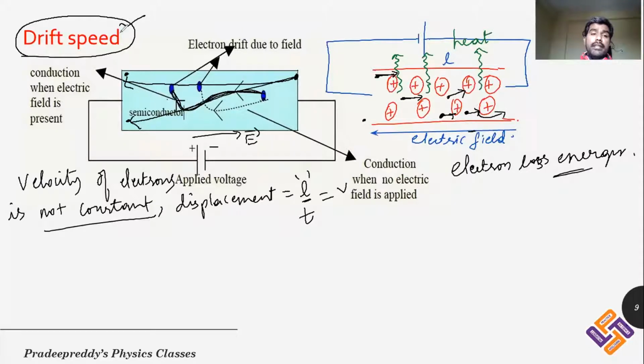Drift speed is because of the influence of the electric field. If there is no electric field, the electron does not move in an ordered path. It will be random motion. As a result, there will be no drift. Drift in the sense of being carried.